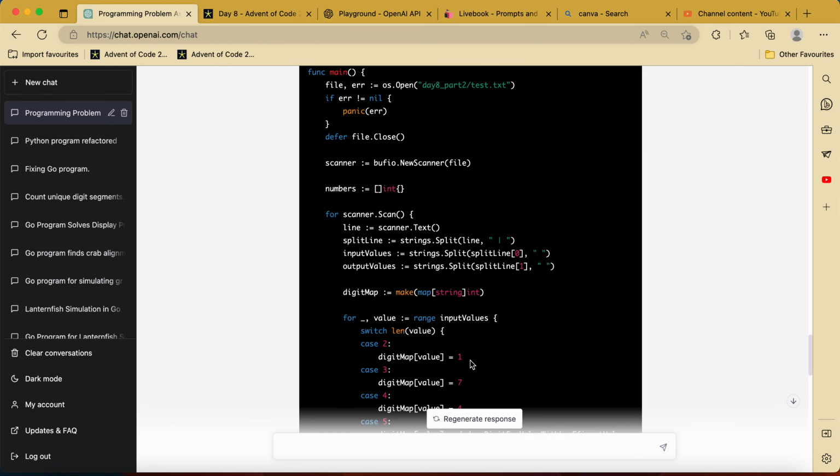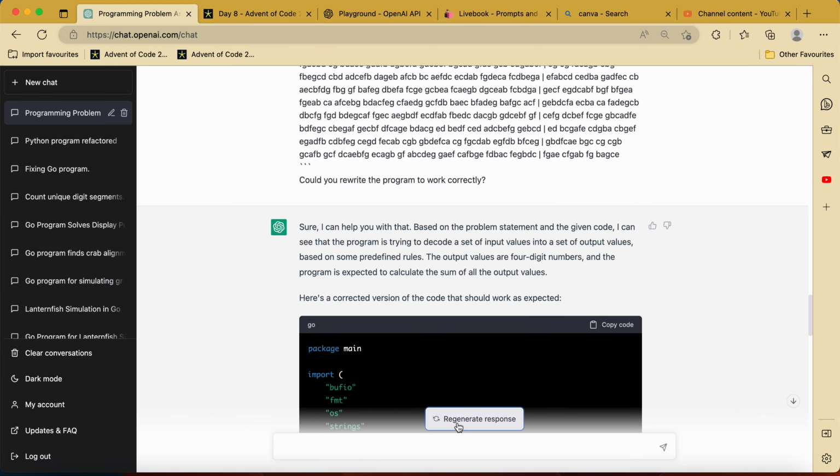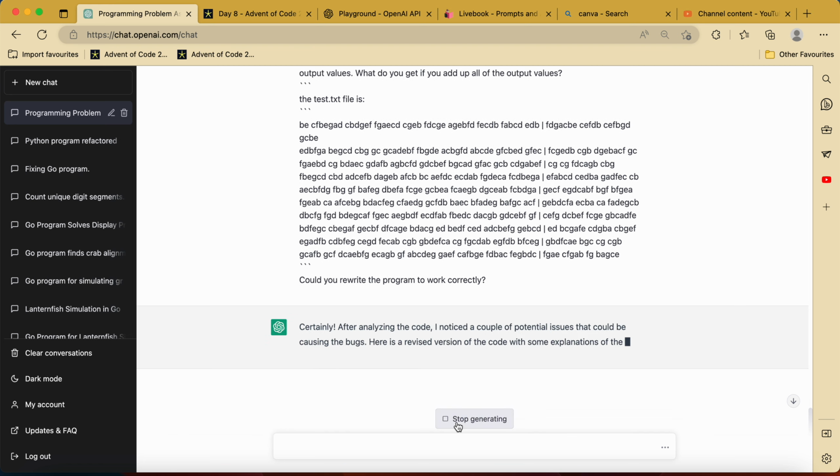What I mean, he didn't remove it. I mean, even the explanation is completely wrong.